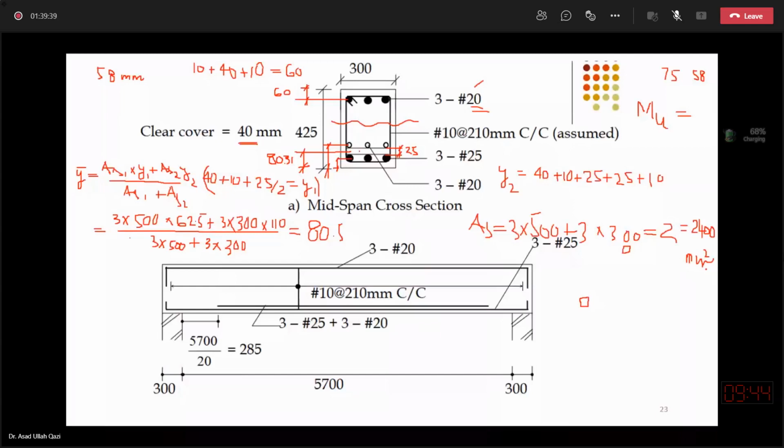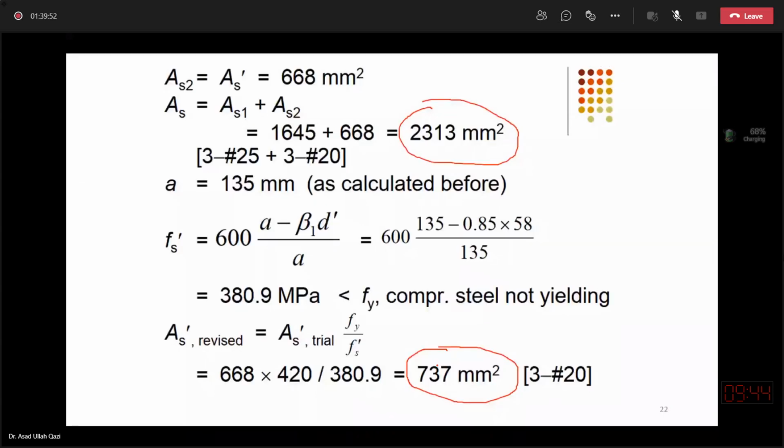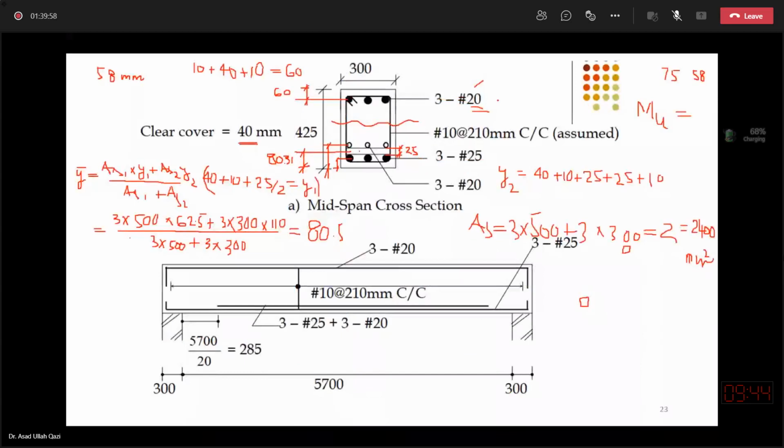You required 737 and you provided 320. So it is almost 900 against 737.